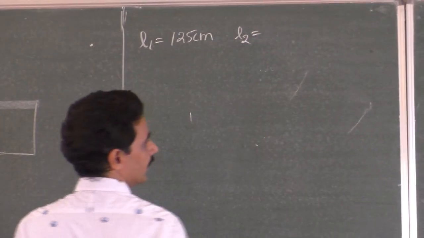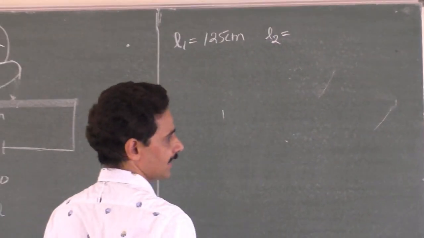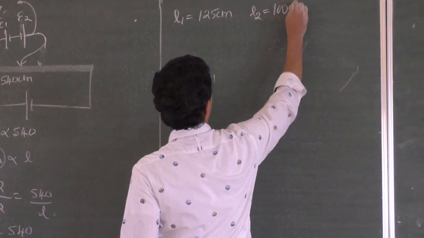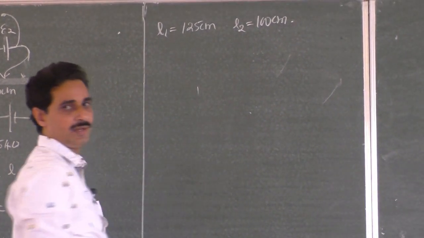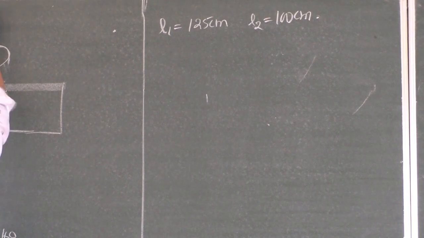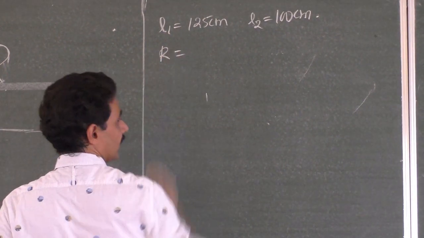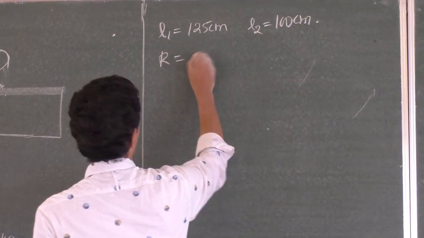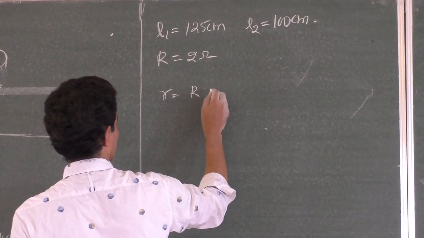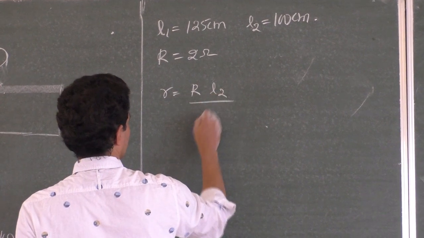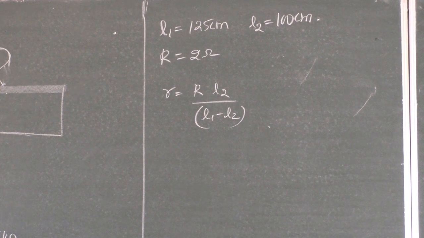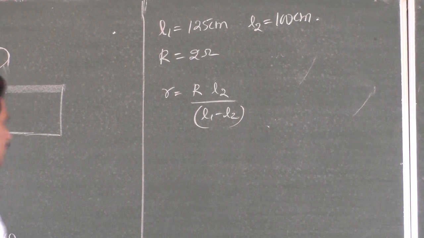L2 is when the 2 ohm resistance is connected across the cell, the balancing length is 100 centimeters. And centimeters and all you need not worry because they get cancelled. And what is the extra resistance that you have connected across the cell? R is equal to 2 ohm. Now what is the internal resistance? It is the external resistance you have connected, into L2 divided by L1 minus L2. I think this formula is correct, right? L2 by L1 minus L2, capital R into, yes.